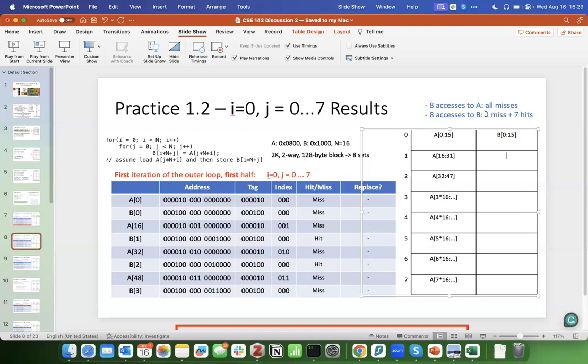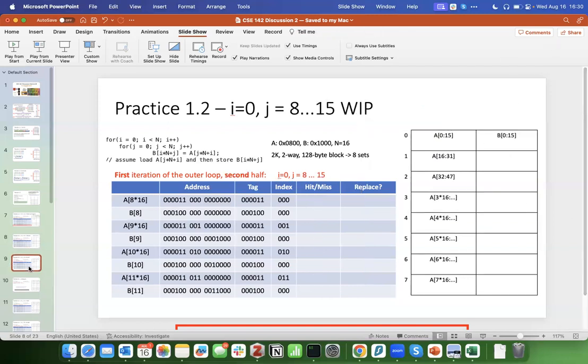All right. So at this point, I have analyzed 16 memory accesses, 8 on A, 8 on B, right? And among the 16 accesses, all the accesses to A are misses. For B, there's 1 miss and 7 hits. So I continue with the execution, right? Now my J has only gone from 0 to 7. I need to continue, J equals 8 up to 15, right? That will conclude my first iteration of the alternate loop. So we're going to continue with this analysis.